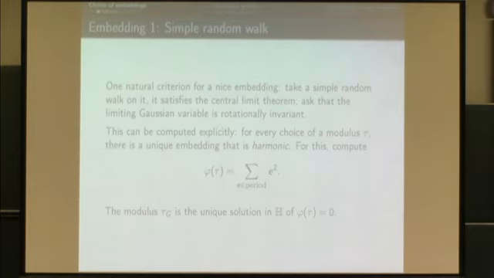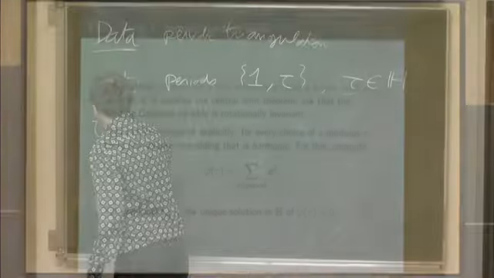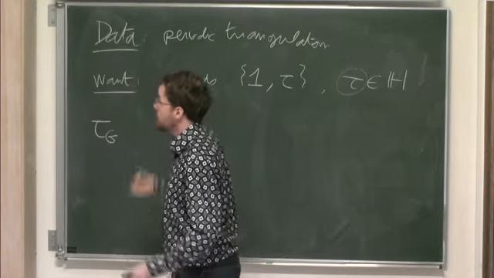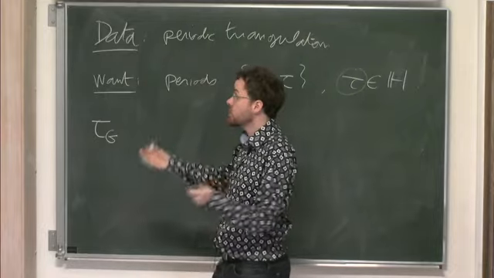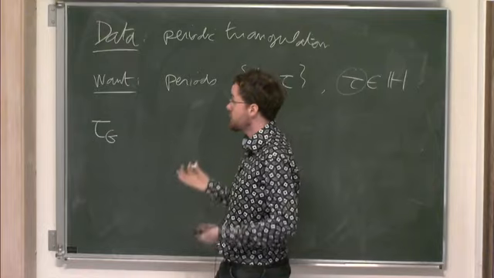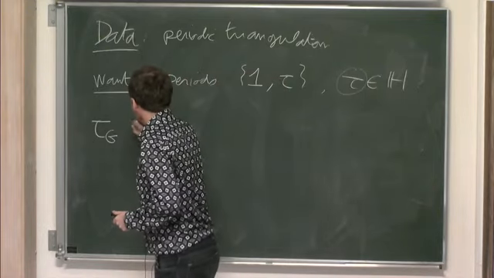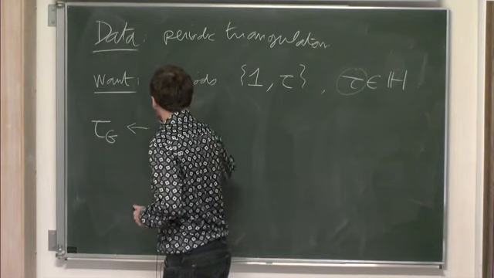But it turns out that if you choose this harmonic embedding, it depends only on tau. And if you solve the equation that this is equal to 0, it gives you exactly the right way to embed the lattice. So that's an exercise if you wanted to prove this. So what we get is one way to choose this embedding, which I want to call tau_G. G for the Green function is the one that makes the Green function rotationally invariant. So this is coming from the simple random walk.